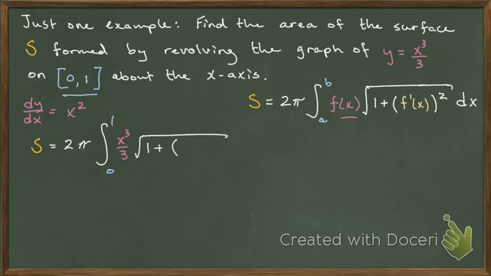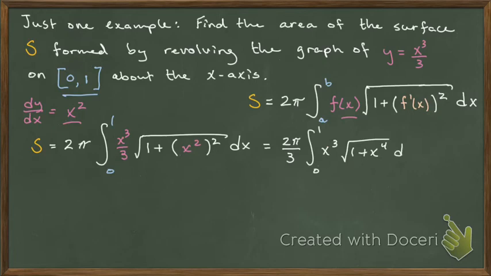And in my radical then, I need the derivative. That's my x squared, and I have to square that. This all breaks down. It simplifies just a little bit. I'm going to bring the 1/3 out front, 2 pi over 3, and simplify under the radical with 1 plus x to the 4th.